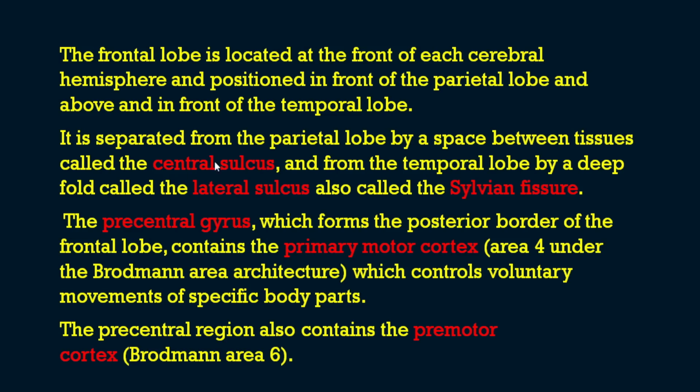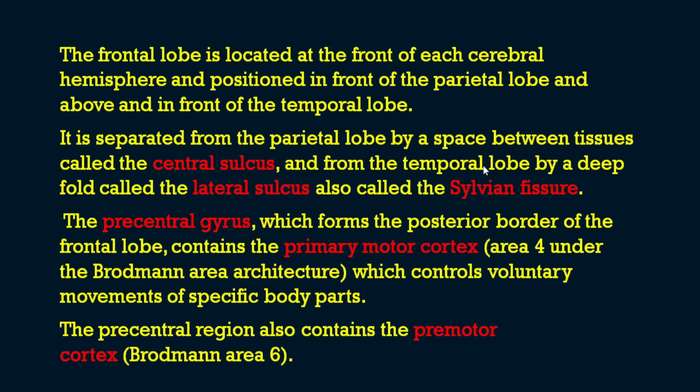Okay, so the first point that you need to remember from the frontal lobe is the central sulcus. That means the frontal lobe and the parietal lobe are separated by a space between the tissues called the central sulcus, and from the temporal lobe by a deep fold called the lateral sulcus. So central sulcus is there, and from the temporal lobe there is a deep fold called the lateral sulcus, which is also known as the Sylvian fissure. So three points: what is the central sulcus, what is the lateral sulcus, and the other name for the lateral sulcus, that is the Sylvian fissure.